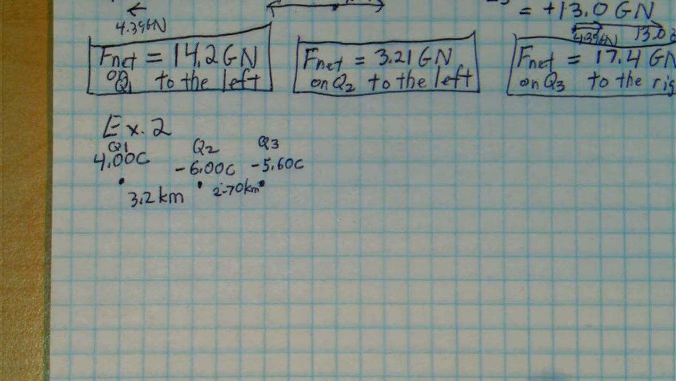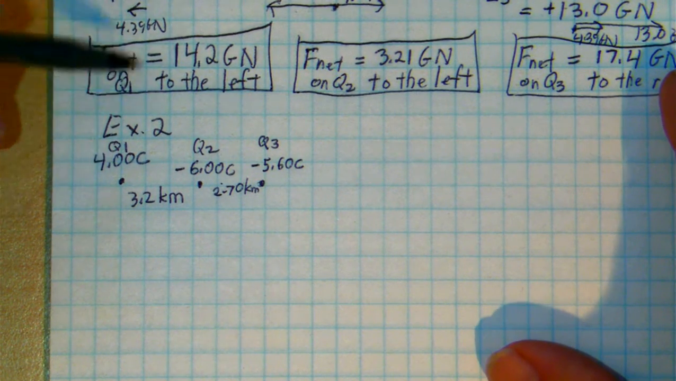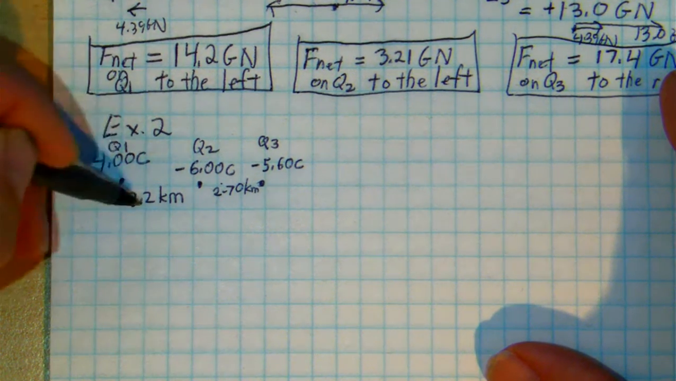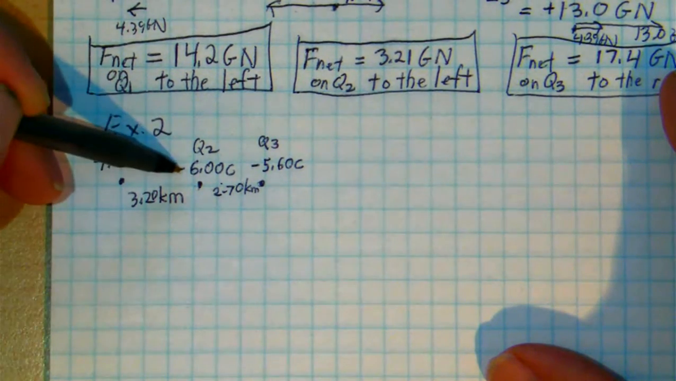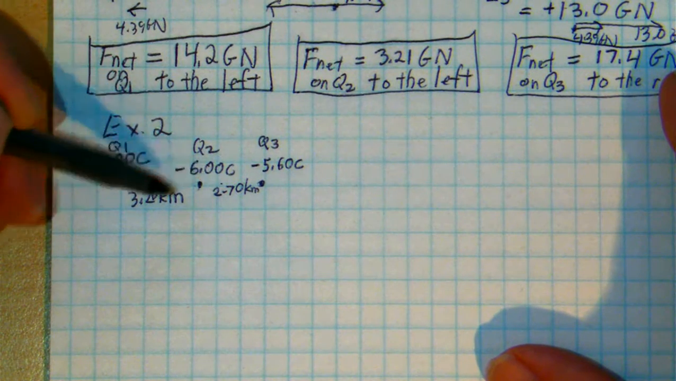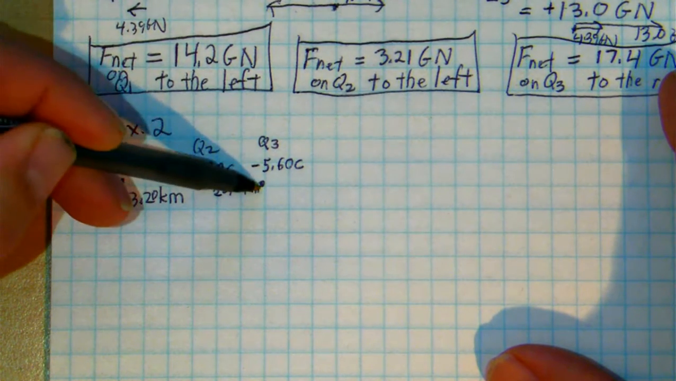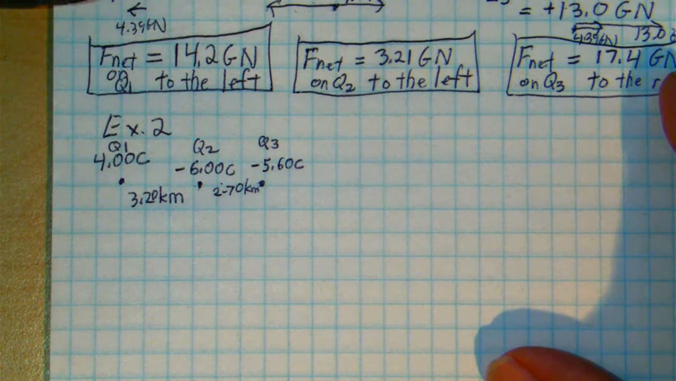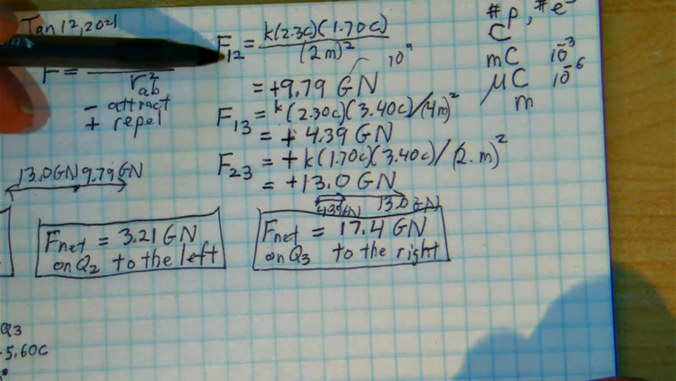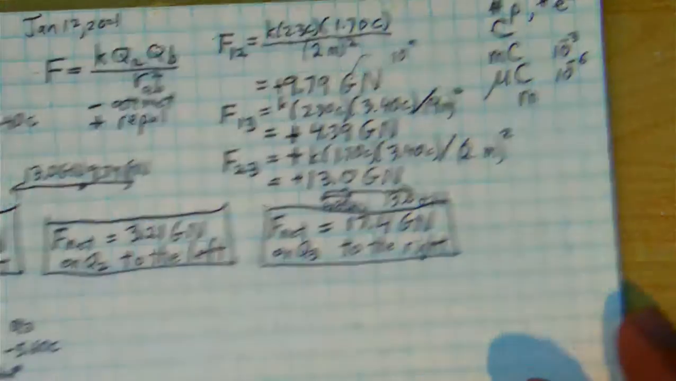Here we go with example 2. For example 2, charge Q1 has a value of 4.00 coulombs. Going a distance of 3.20 kilometers to the right of that, charge Q2 has a value of negative 6.00 coulombs. Going an additional 2.70 kilometers to the right of Q2, charge Q3 has a value of negative 5.60 coulombs. I'm going to calculate the forces between Q1 and Q2, between Q1 and Q3, and between Q2 and Q3.